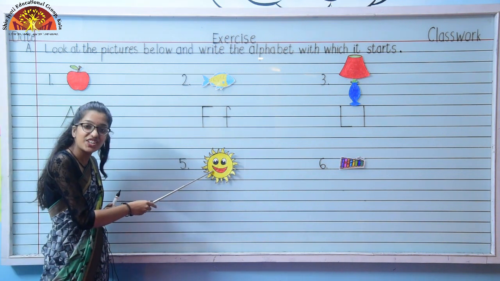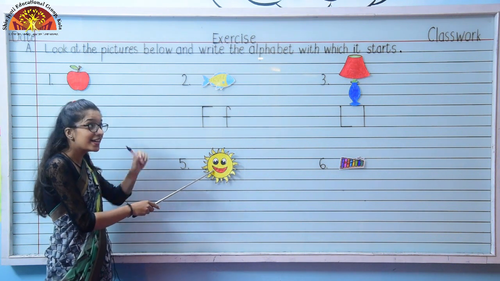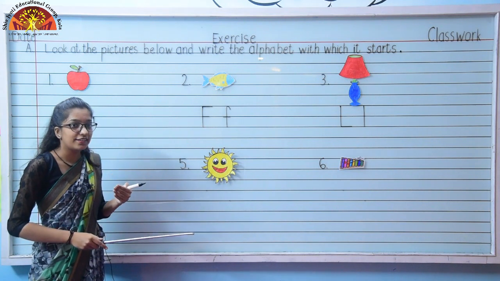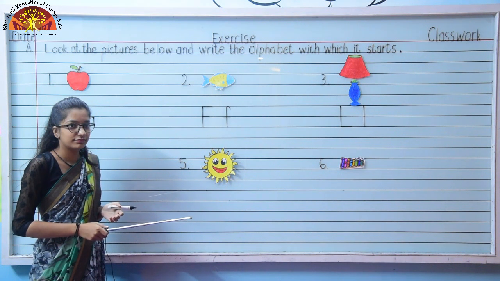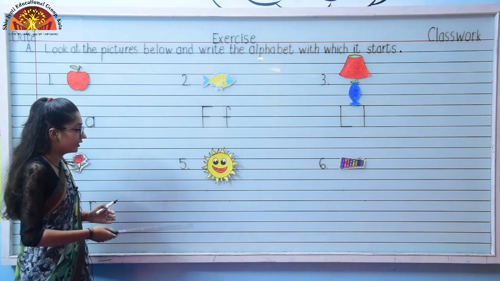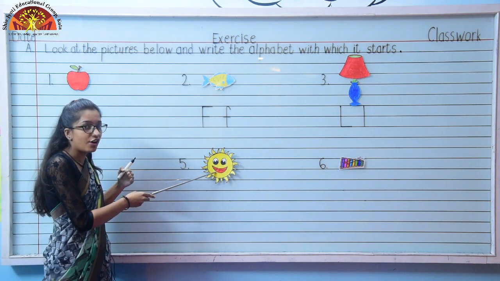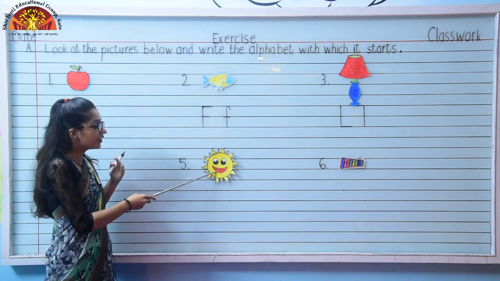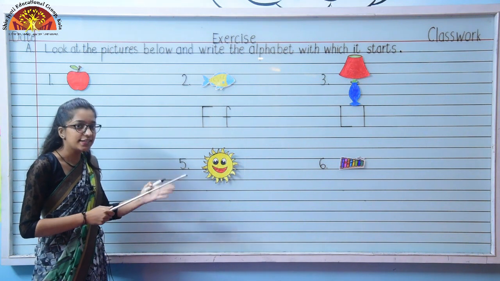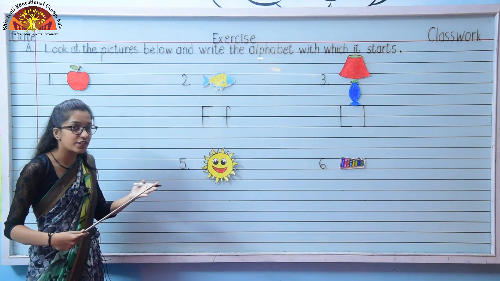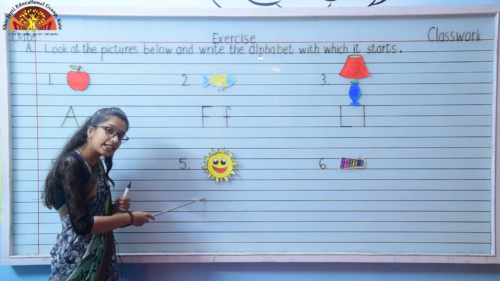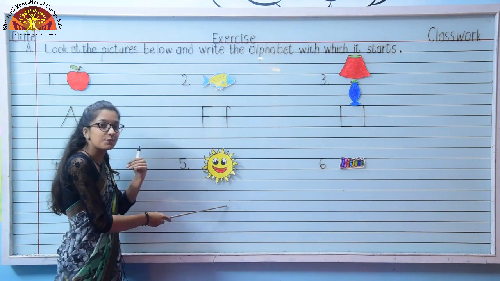Now tell me, which picture is this? This is a picture of a sun. So what is the spelling? Now come to fifth one. Which picture is this? This is a picture of sun. So what is the spelling of sun? It's S-U-N, sun. So what is the first letter of the spelling? It's S. So here we have to write capital letter S and here we have to write small letter s.